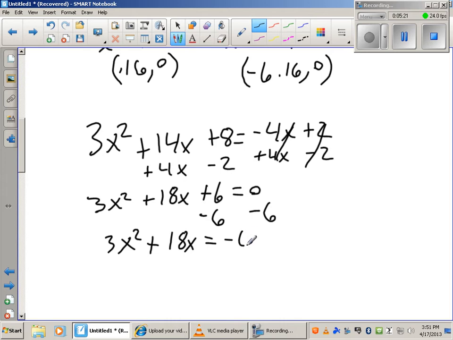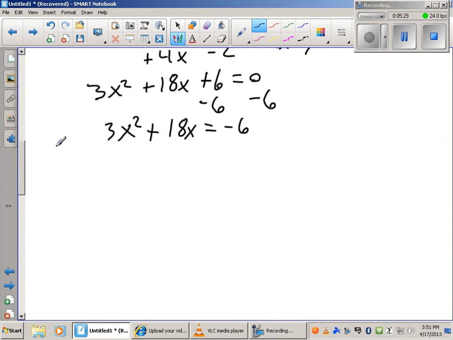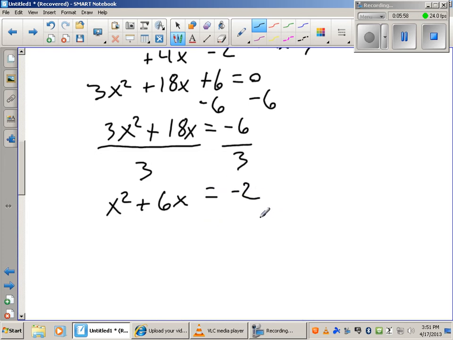And then we want our a value to be equal to 1. So that 3, we need to make that 3 equal to 1. So to do that, we're going to divide this left side by 3, and we have to divide the right side by 3. So we're left with x squared plus 18 divided by 3, which is 6x, equals negative 2. Now we are ready to put that in our square and complete the square.